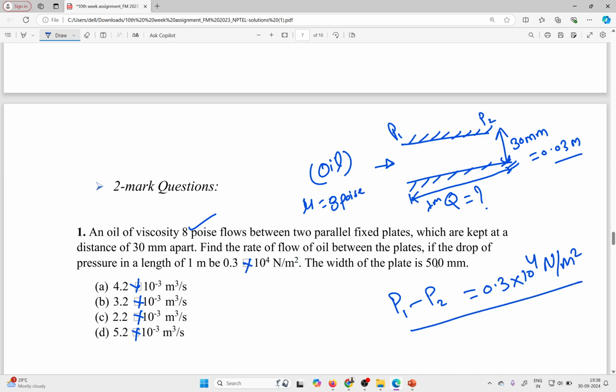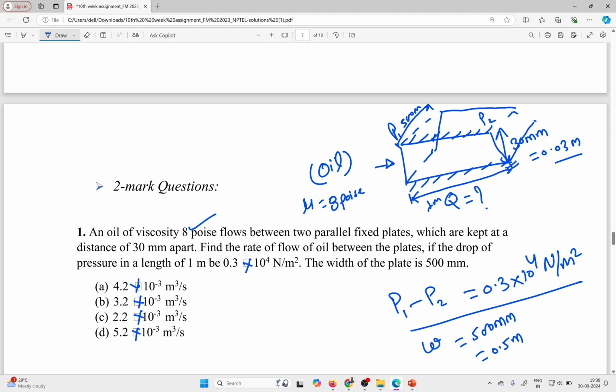The width of the plate is 500 mm. W is given, that is this direction. If we draw this direction, the width is given. This is the width, given here, 500 mm. That is 0.5 meter.